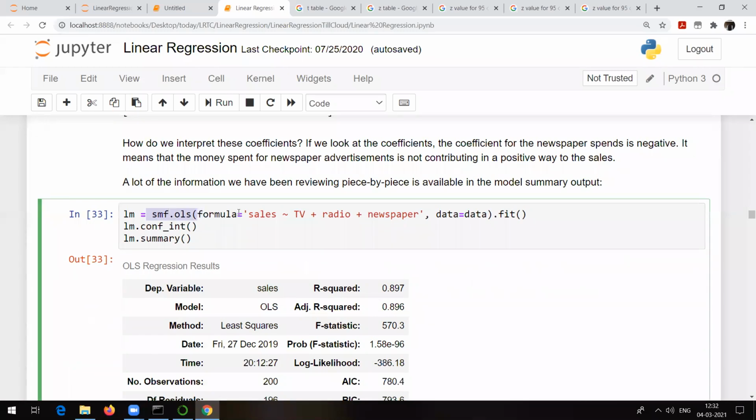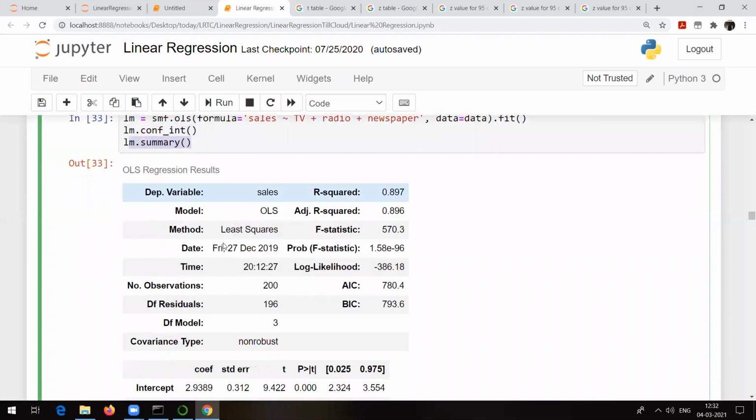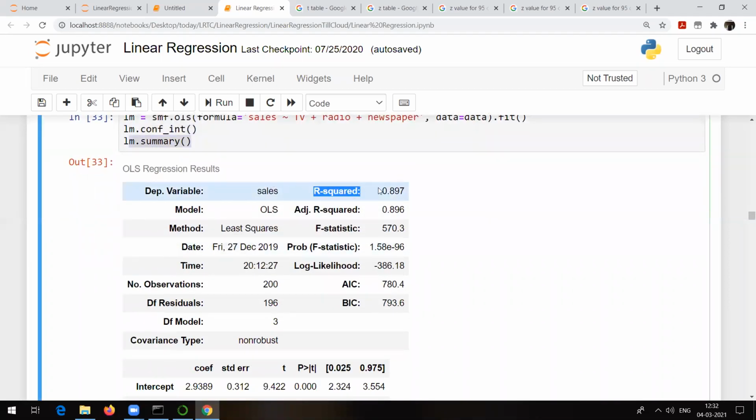We already saw this. Earlier I used only this one, sales ~ TV. Now I am using sales ~ TV + radio + newspaper from data, dot fit. So lm.confidence_interval and lm.summary are going to give a lot of things. What is it going to give? It is going to give the R squared value.